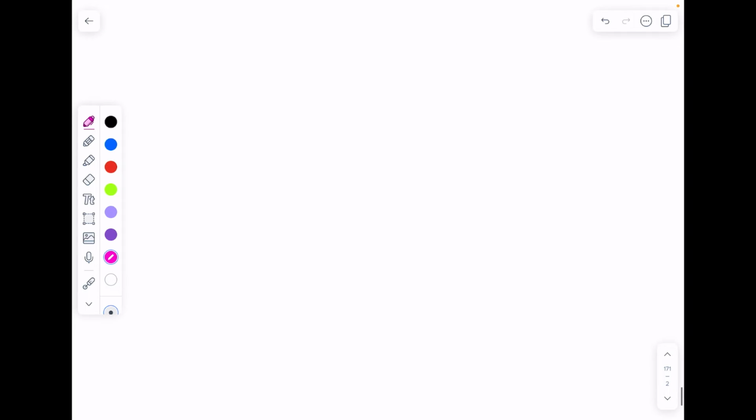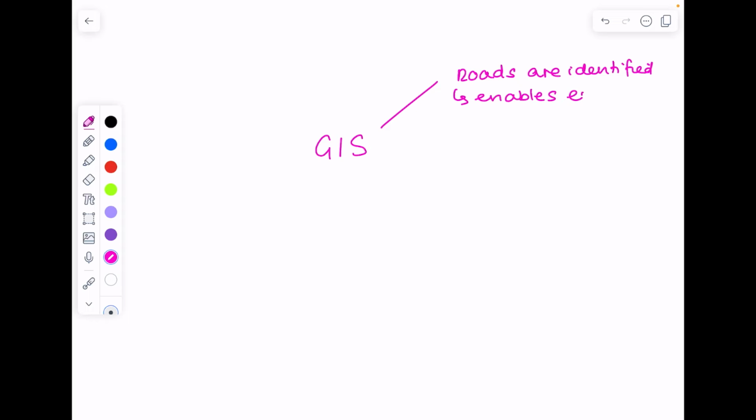And actually, I'm going to create a mini mind map. Mind maps are not my favourite thing, but I think in this case, when we discuss how GIS can be used to manage earthquakes, it's going to be the most beneficial way I can display this. So GIS allows roads to be identified, which enables emergency aid such as ambulances, food and water supplies.